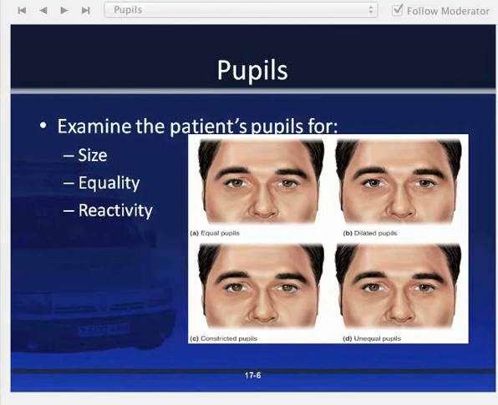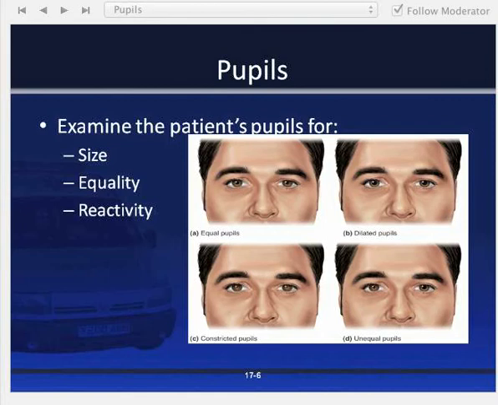Equality. Unequal pupils, a condition called anisocoria, are a normal finding in 2 to 4% of the population. In most patients, unequal pupils suggest a head injury or a stroke, the presence of an artificial eye, or a cataract surgery in one eye.